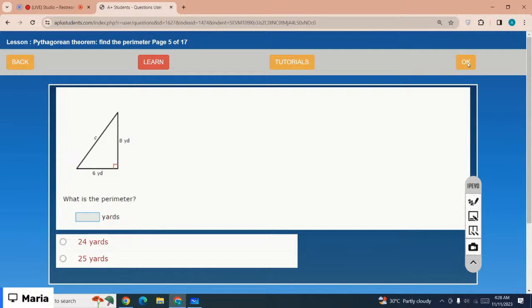Okay, the next one is what is the perimeter? So just calculate the third side length and evaluate. So the third side is... the missing side is 10, right? 10 plus 8 is 18 and 18 plus 6 is 24. So the correct option is 24 yards, right?